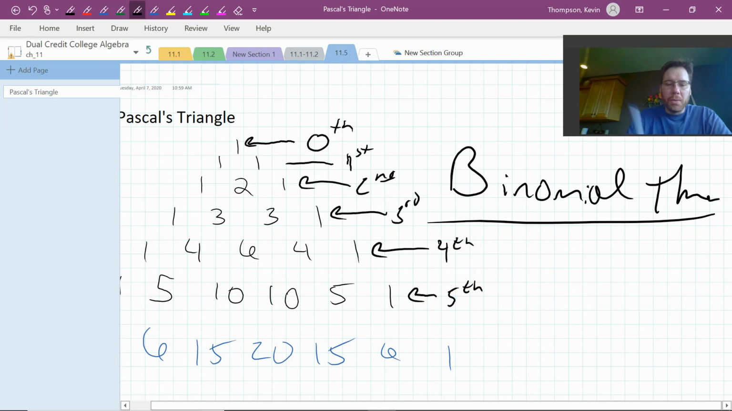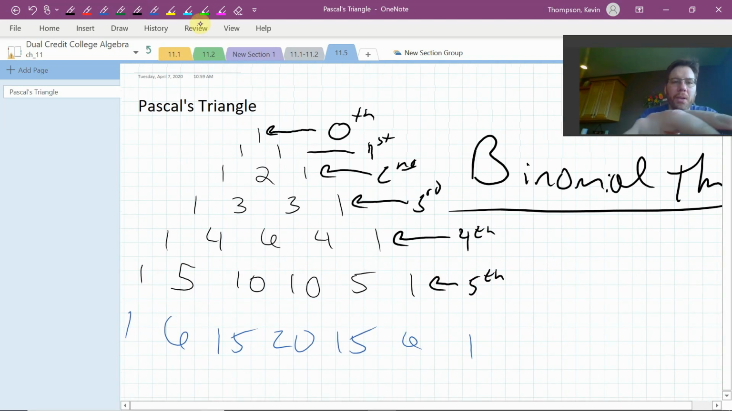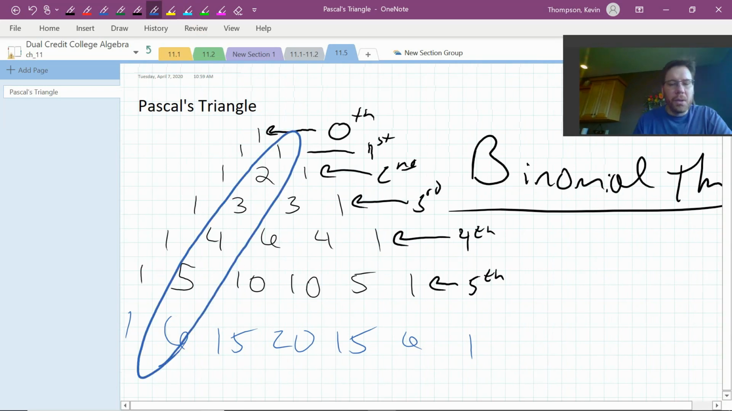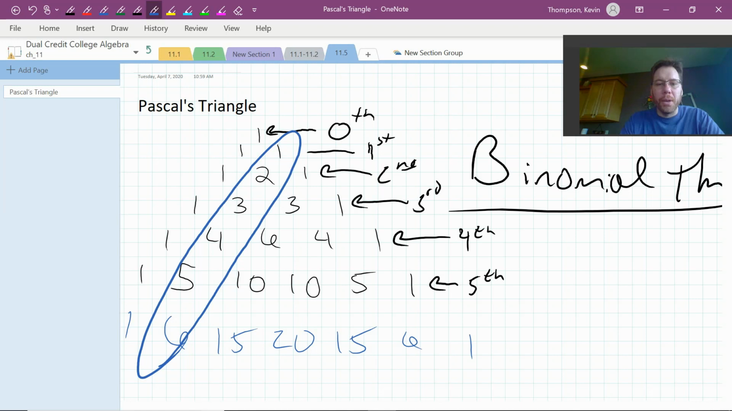And so notice that there is another pattern, that the second number in that row, so if I highlight all of those, in the 0th row there's not a second number. In the first row, 1 is the second number. In the second row, 2. In the third row, 3. And so the second number always appears to be the row number if I define it that way.